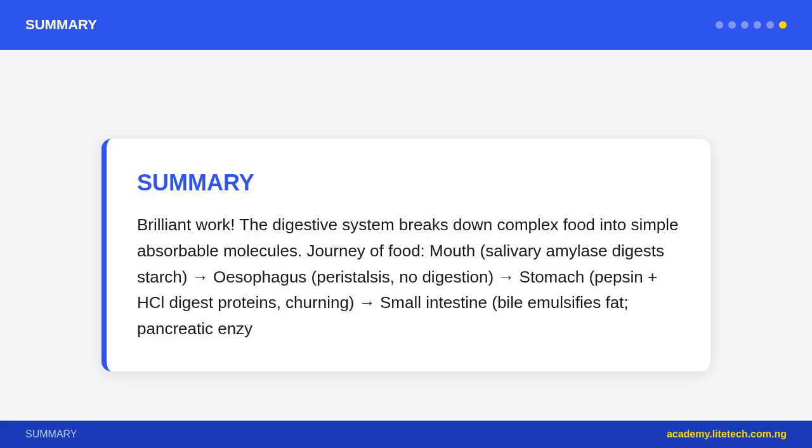Key enzymes: salivary amylase, pepsin, pancreatic amylase, trypsin, lipase, maltase, peptidases. Bile emulsifies fat, not an enzyme. For homework, draw and label the organs of the digestive system in order, then write the enzyme responsible for digestion at each stage.